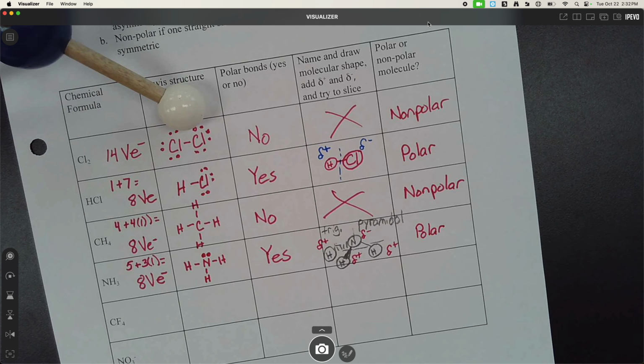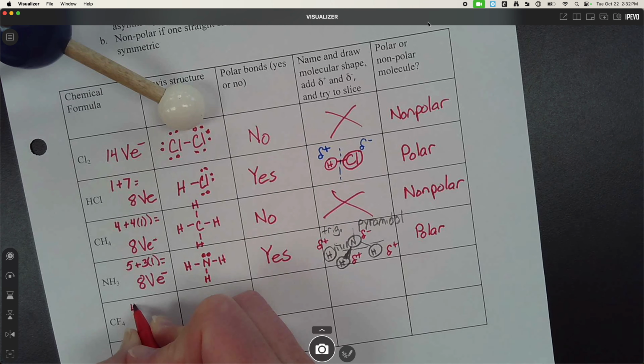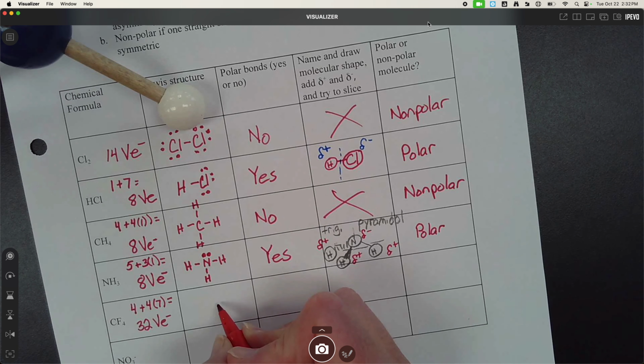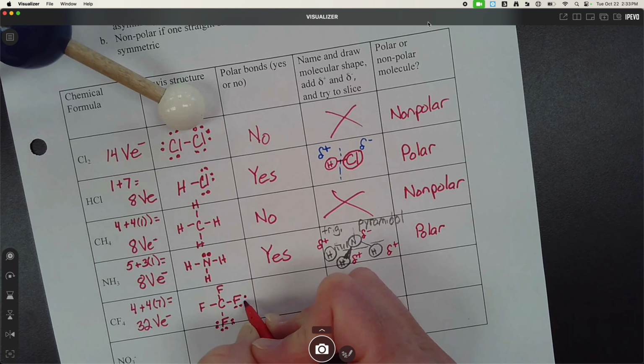We'll do one more together. CF4. Carbon has 4 valence electrons. I've got 4 fluorines at 7 valence electrons each for 32 valence electrons. Halogens prefer to be around the outside, so the carbon's going to go in the middle, the fluorines around the outside, and I've got enough electrons to give every fluorine an octet of electrons.